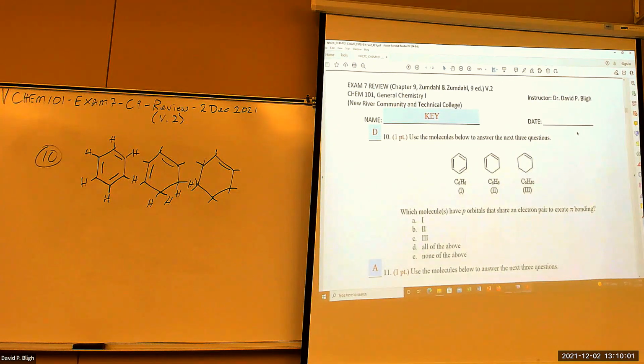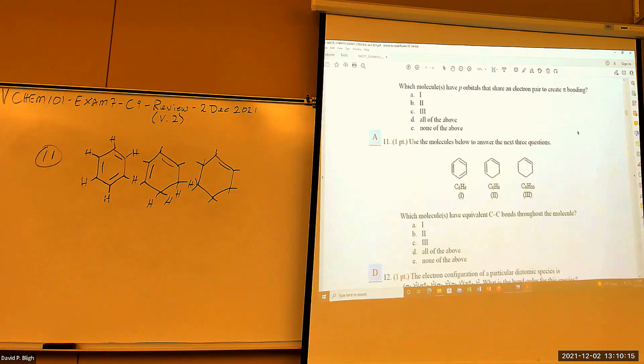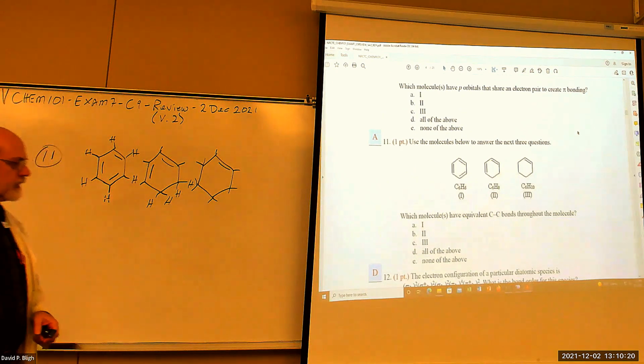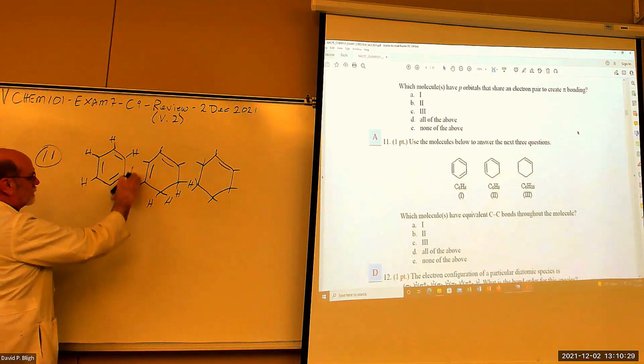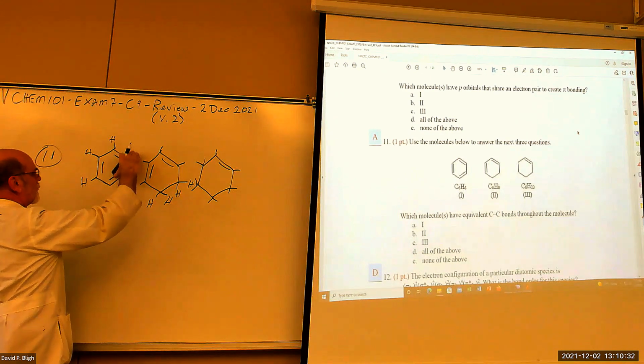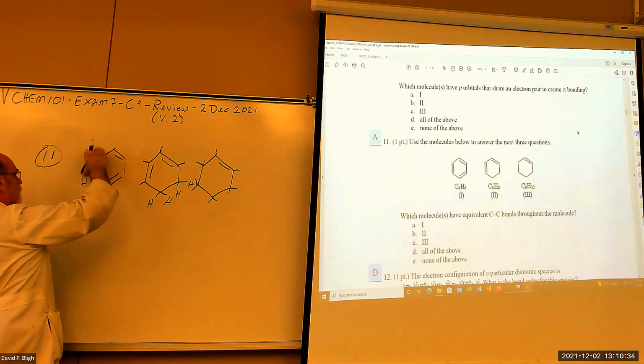Okay, 11 uses the same set of structures. So we're just going into 11. Scroll. Okay. The next question is, which molecules have equivalent carbon-carbon bonds throughout the molecule? All right, let me remove some of this mess. Now that we know that there are hydrogens out there, we don't have to write it.